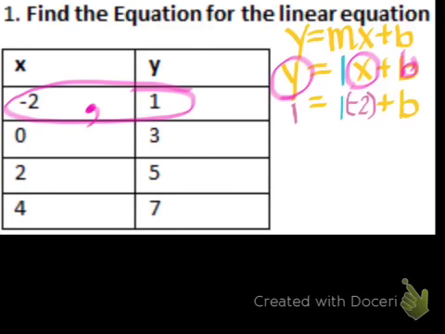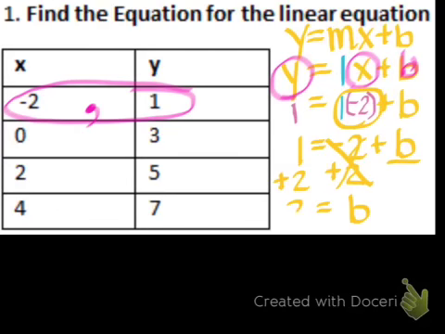So we're going to simplify this right here. 1 times a negative 2, I'm going to bring everything else down, is a negative 2 plus b. And then to get this b by itself, we want to get rid of negative 2, so we're going to add 2 to both sides. So 2 plus 1 is 3, so our b is equal to 3.